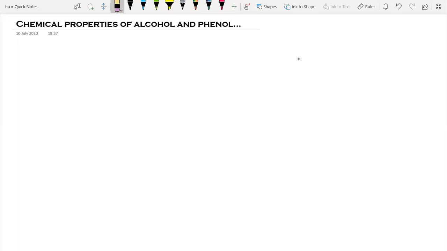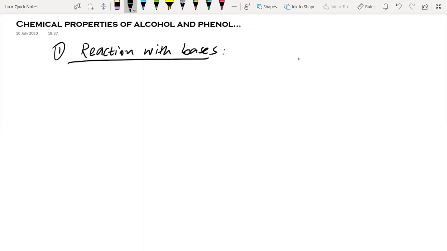Now here we'll see the reaction with bases. The acid strength of phenols is very low, hence it cannot react with sodium bicarbonate. Meaning your phenol, which I can write generally as ArOH, when reacted with sodium bicarbonate, there is no reaction.